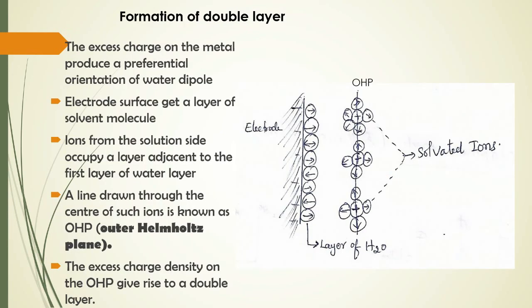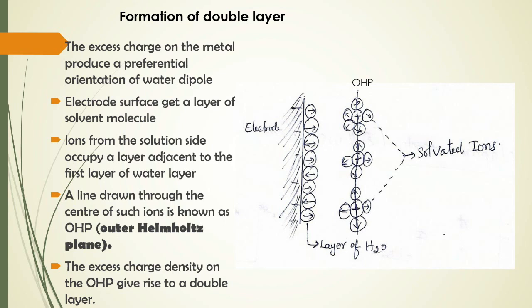As mentioned earlier, in a system of electrode-electrolyte interface, separation of charges takes place across the interface region, where you will get one charge on the electrode side and another sign of charge on the electrolytic side, and as a result of that charge separation, a potential difference will be created. The excess charge on the metal electrode will create a preferential orientation of the water dipoles or water molecules on the surface of the electrode, and the surface of the electrode will be occupied by a layer of solvent molecules. So there are two layers.